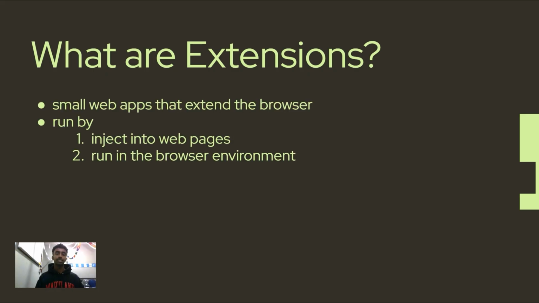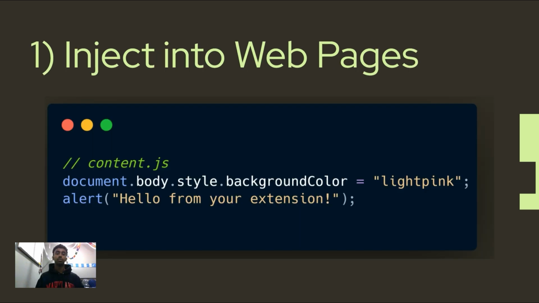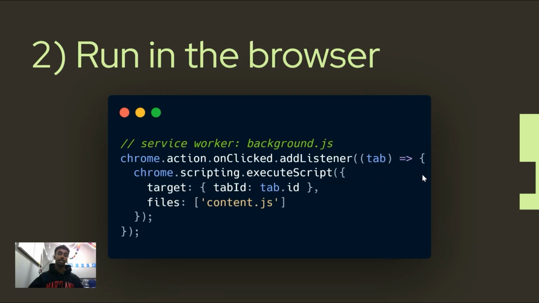Now, what are extensions actually? At their core, extensions are simply small web apps that run in the context of your browser. They can either inject code into your web pages or run in the browser environment themselves. When we talk about injecting into the web page, it can be as simple as changing the background color of a website using some JavaScript and alerting your user. And running in the browser is where you get to interact with some of the Chromium browser APIs and define some key actions and run some interesting code. We'll cover this more later.